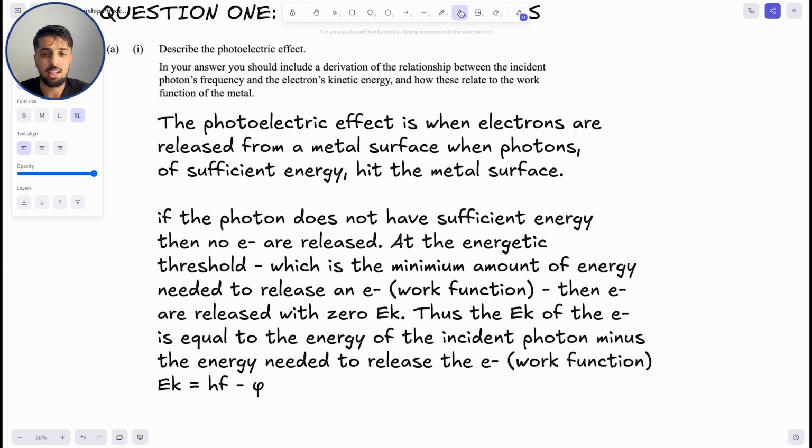Thus, the kinetic energy of an electron is equal to the energy of the incident photon minus the energy needed to release the electron. Again, that is the work function. Thus, we get the equation EK is equal to hf, which is the energy of the incident photon, minus phi, which is the work function.